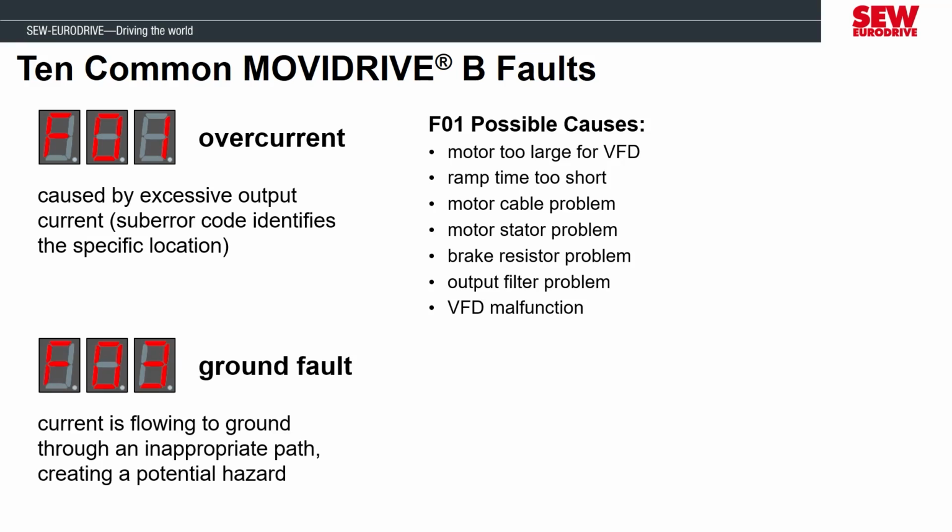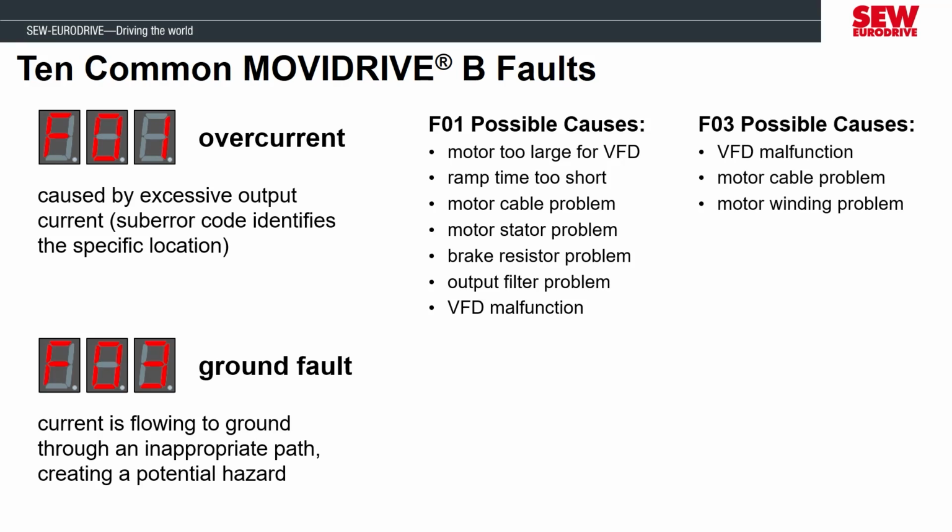The next fault is an F03, which is a ground fault. This is a very specific fault, and it's when the MOVIDRIVE circuit detects voltage flowing on the ground connection. If you're getting an F03, it usually is caused by a damaged component in the device chain, loose electrical connections, or during troubleshooting, wires have been swapped to the wrong terminals, such as landing a power wire on the ground and vice versa.